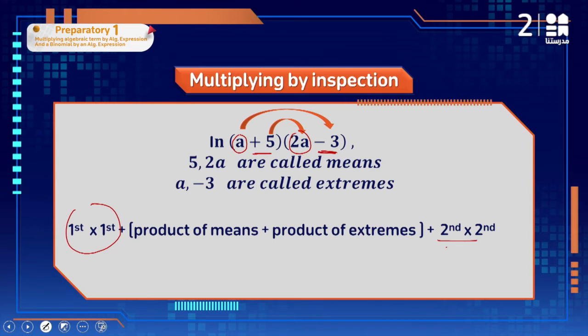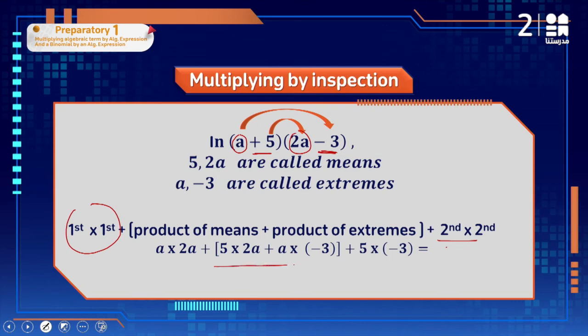How can we get the middle term? That is my question. To get the middle term, do you see the arrows? We need to multiply the arrows, then add them. So we are going to multiply 5 and 2a, then multiply a and negative 3 and add them. So it's written here as product of means plus product of extremes. So a times 2a, I circled them. Then move to the third one, 5 times negative 3. In the middle, this is my middle now.